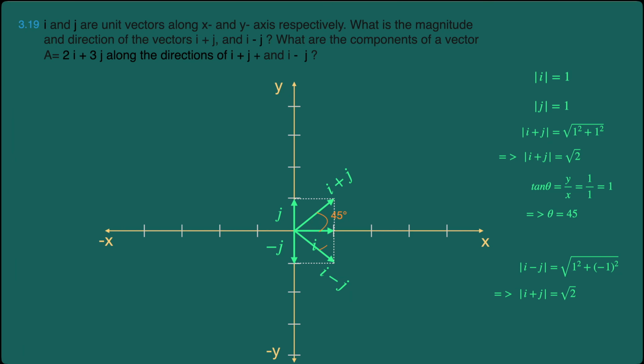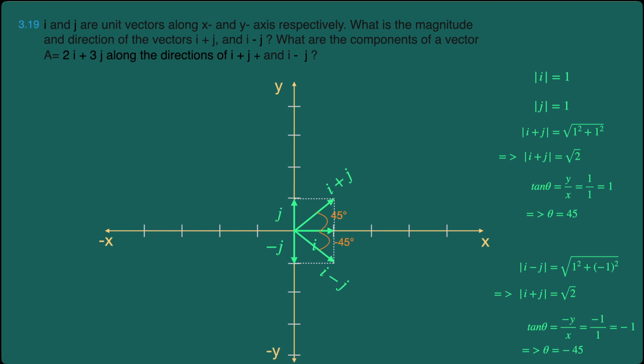Now let's determine its direction. Let the angle made with the positive x-axis be theta. Using the tangent ratio, tan theta equals minus 1 upon 1 equals minus 1. Hence, theta is equal to minus 45 degrees. This means the vector i minus j has a magnitude of root 2 and it is directed 45 degrees below the positive x-axis or minus 45 degrees with respect to the positive x-axis. And with that, we have completed the first part of the question.